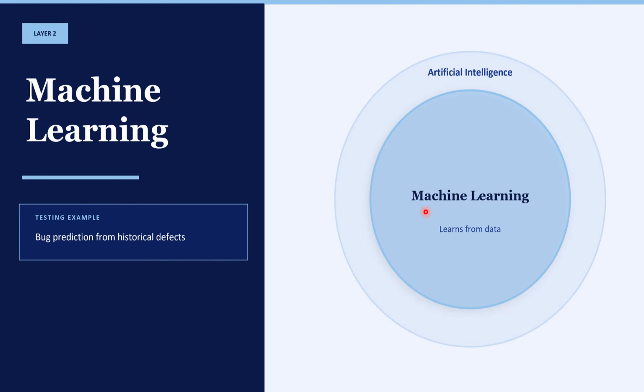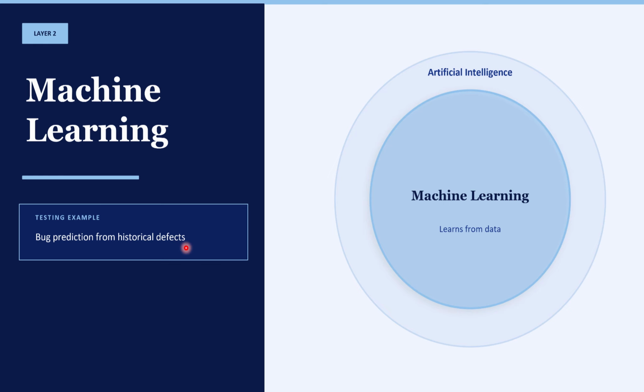Now let's go one level deeper. Machine learning. As you can see, this sits inside artificial intelligence. The key difference here is we don't write rules anymore. Instead, the system learns patterns from data and figures things out on its own.